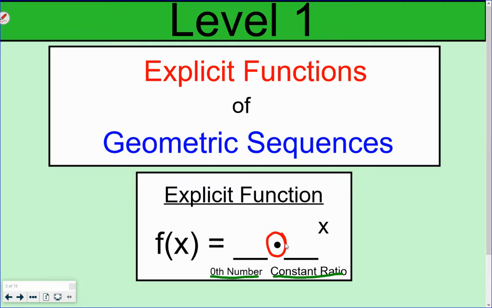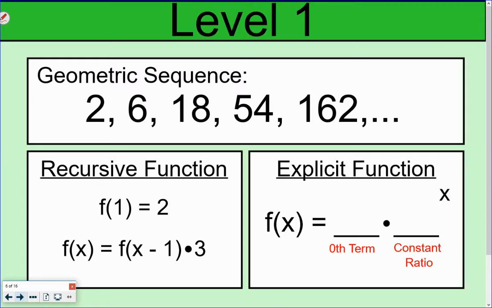Okay, and then the next thing I noticed is that this is an exponent. Notice that it's little and it's written up. It is not just an x times a number. The last thing that I noticed that is different, and this is something that you're going to have to remember every time, is that these are in opposite places than they were in the arithmetic. So when you're writing them down, you're going to have to get used to writing your zero number first and your constant ratio second. Okay, so let's just dive right in and do an example.